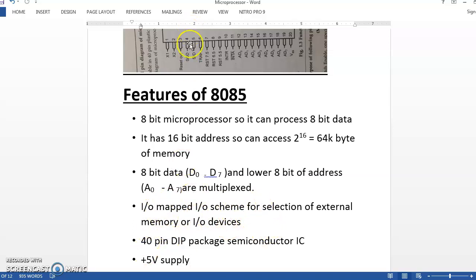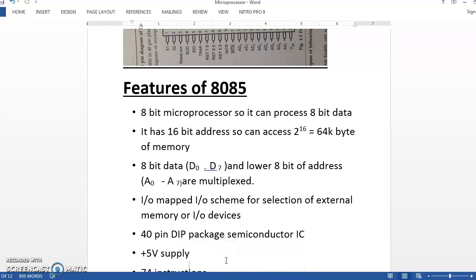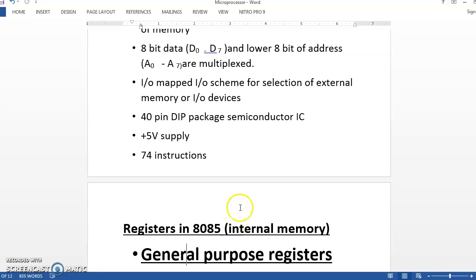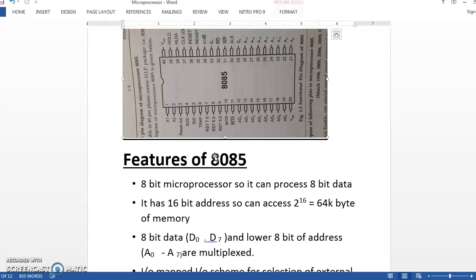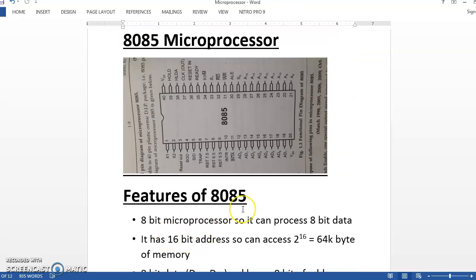Then as I told you, it is a 40 pin IC with the DIP package, correct? And it requires a 5-volt power supply. And it has 74 instructions, and with these instructions you have to write the program. Again, you can get a 3 marks question to write the features of 8085.